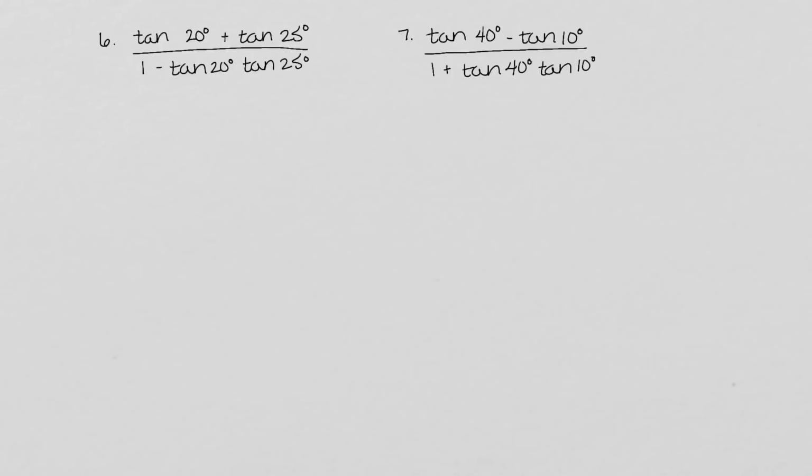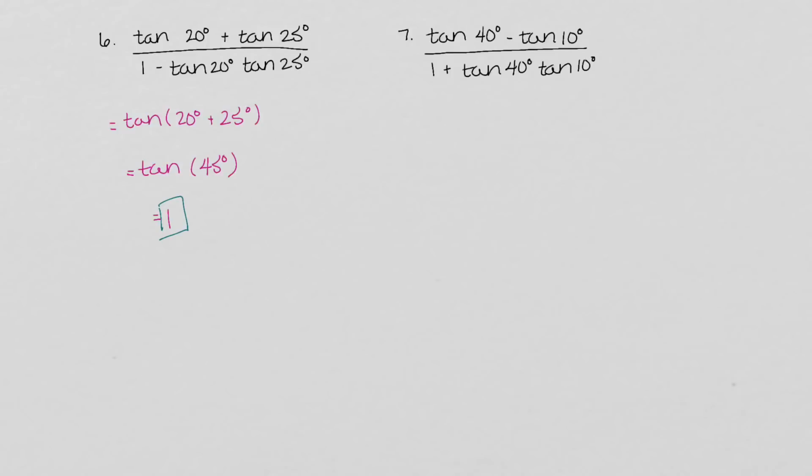All right, I've got two tangent identities here. And so this is the sum. Number 6 is the sum identity for tangents. And so this is tangent of 20 degrees plus 25 degrees, which is tangent of 45 degrees. And we love finding tangent of 45 degrees because it's just 1 and we are done.